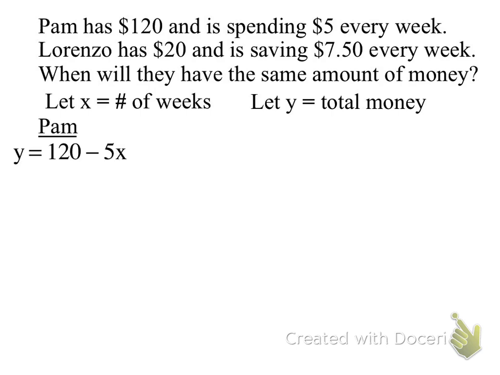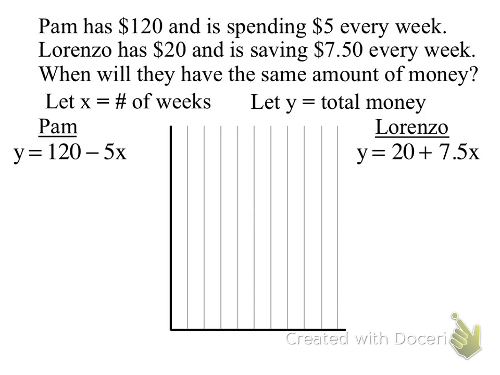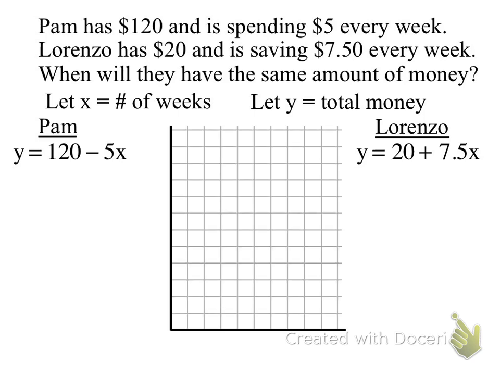You got that? And what would Lorenzo be? Money in the bank, what would that equation look like? Julia. y equals 20 plus 7.5x. Perfect. So if x is weeks, that's going down here, and y is money. It's going on the y axis. Remember, the total money in my account depends on how many weeks have passed. The time that's passed.